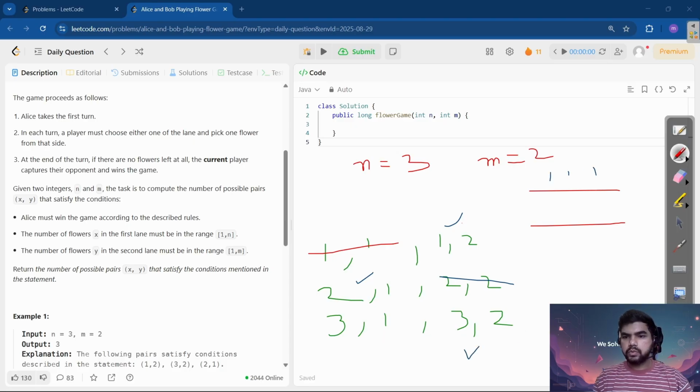and 1 2 3 and 1. So Alice takes this, Bob, Alice, Bob. So either Bob is winning, so we're just slashing it out. Okay. So we got three pairs here, okay?